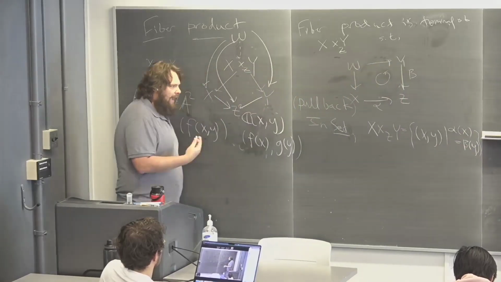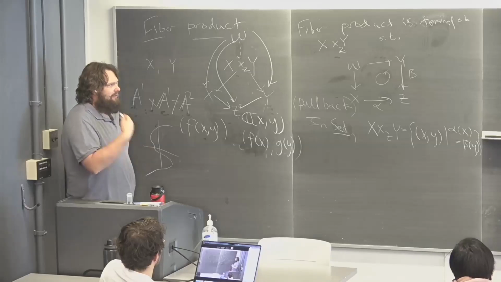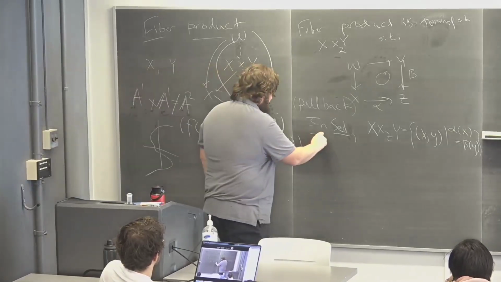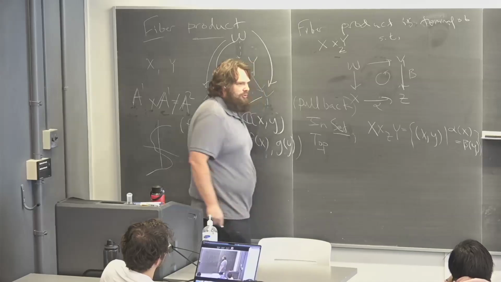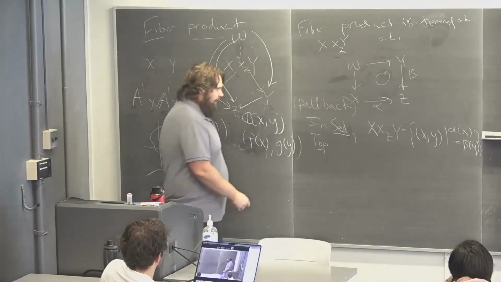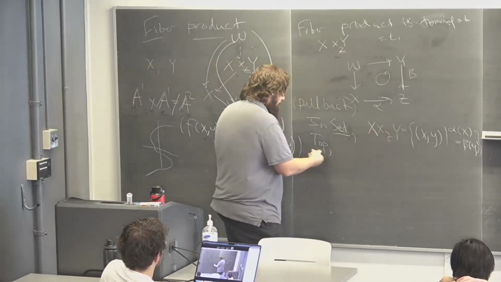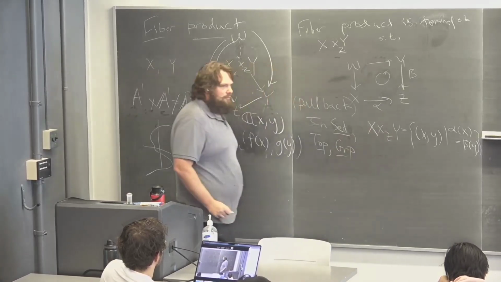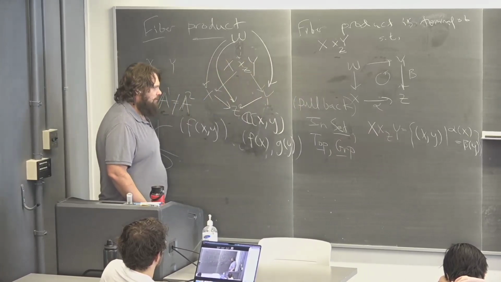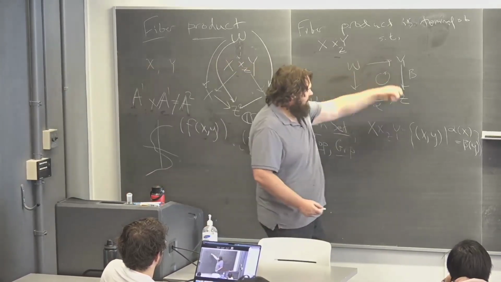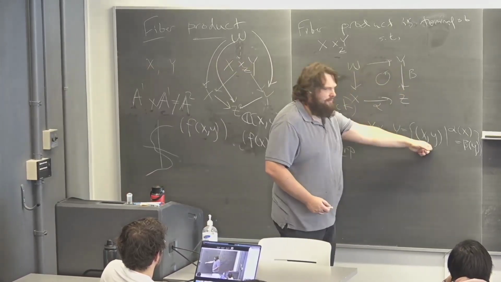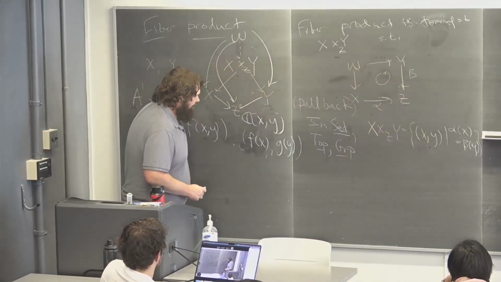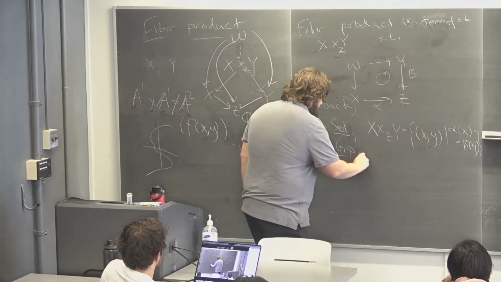And this works in most categories where you have sets with extra structure. For example, it also works in topological spaces, where I just give this the subspace topology. It works in groups. You can check that if X, Y, and Z are groups, and these are group homomorphisms, then this is a subgroup of the Cartesian product, etc.